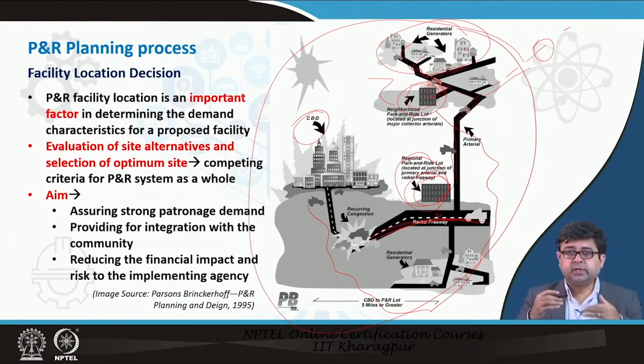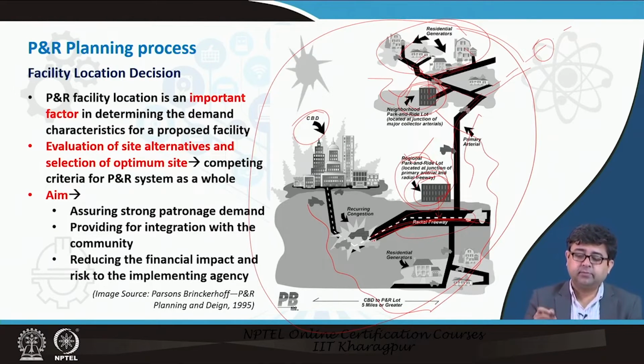So, you see there could be 2 tiers, local park and ride lots and regional park and ride lots, which can then provide you access to your mass rapid transit line, which is generally along your freeways or highways, or even sometimes on your arterials, but in this case it is shown on your highways. So, this is the entire understanding of your travel from your residential areas to your CBD.